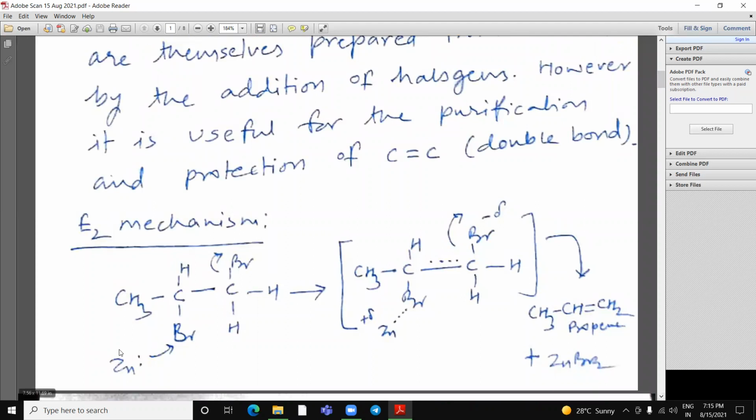Mechanism: E2 mechanism. Here, zinc is trying to abstract bromide and the second bromide is eliminated from the molecule. So we will get zinc dibromide and propene as a product. It is an E2 mechanism because reagent and reactant both are taking part and a transition state will form and then product will be obtained.